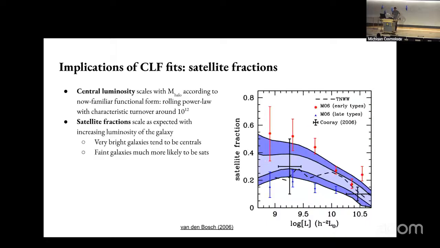And then another inference that we make using these techniques is how the satellite fraction scales with luminosity. So again, the shaded bands show the posterior confidence intervals on how f_sat, as a function of luminosity, what fraction of those galaxies are satellites. And the basic scaling here makes sense. So at very high luminosity, you're unlikely to be a satellite. The brightest galaxies in the universe are all centrals. And as you go towards fainter galaxy samples, you're much more likely to be a satellite.